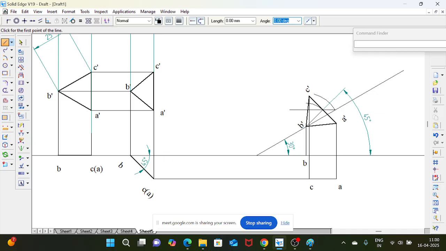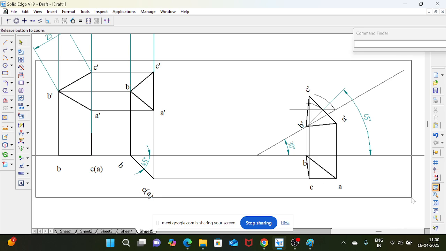Then join this line. Select visible, select the thickness. The end of this line is A, the end of this line is B, the end of this line is C, the end of this line is C. Like this you have to join. This will be the complete solution of this problem.